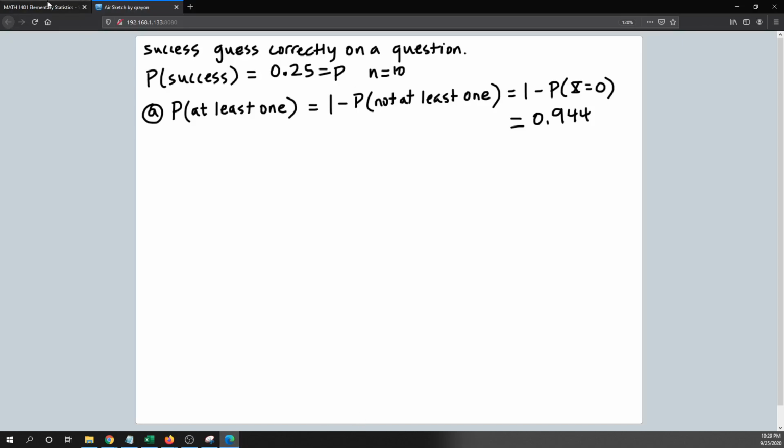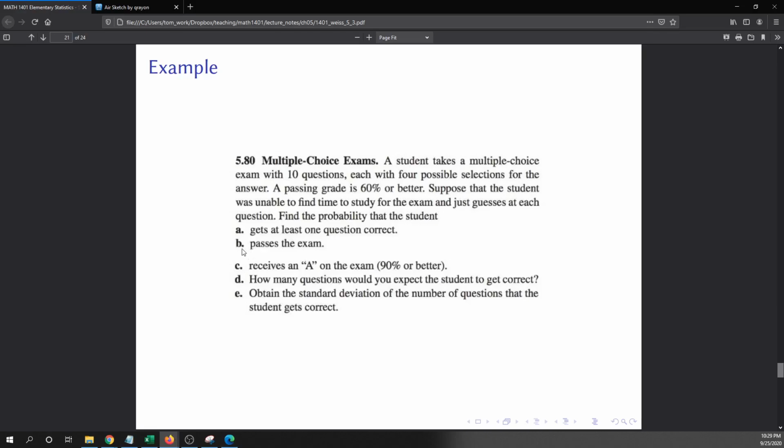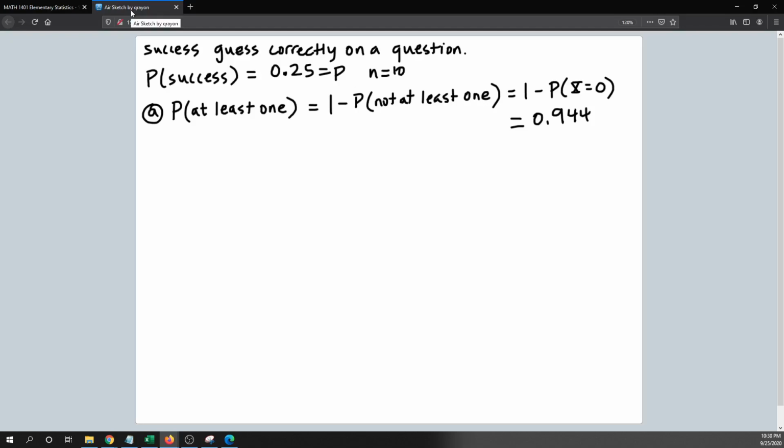Okay, next part is B. It says, what is the probability that they pass the exam? Okay, so pass means at least a D, right? So assuming they all count the same amount, what's the probability that they get at least 6 correct? So that would be the probability that X equals 6, or X equals 7, or X equals 8, or X equals 9, or X equals 10.